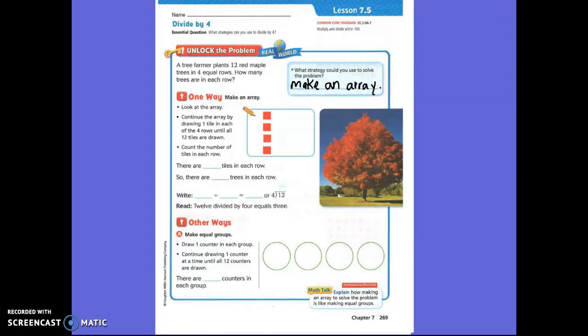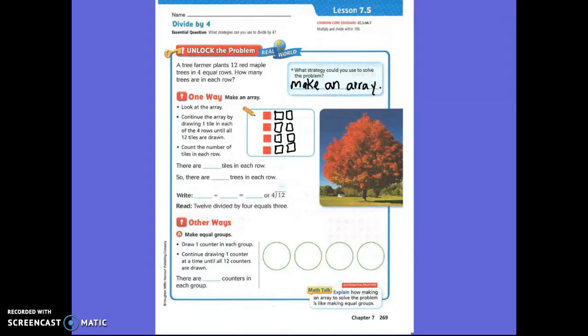Go ahead. How many tiles do you have? How many are we supposed to have? There's already 4 drawn for us, guys, so we have to just continue drawing. So one more drawing would be 5, 6, 7, 8, 9, 10, 11, 12. How many tiles were in each of your rows?